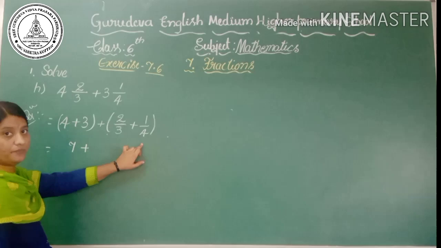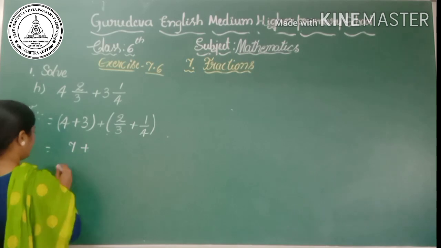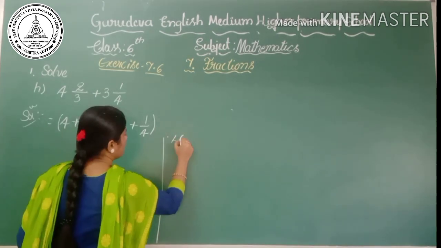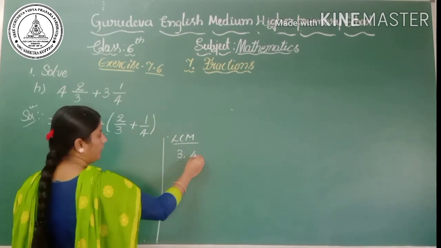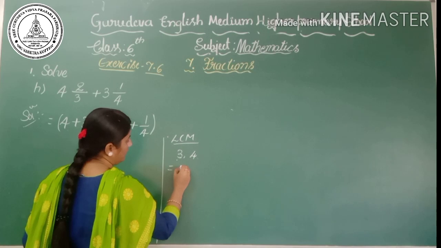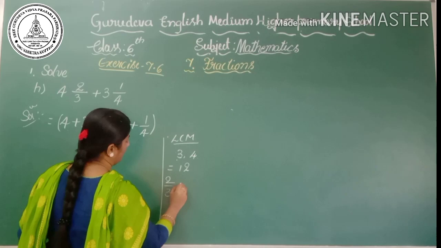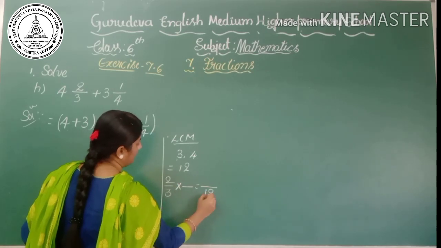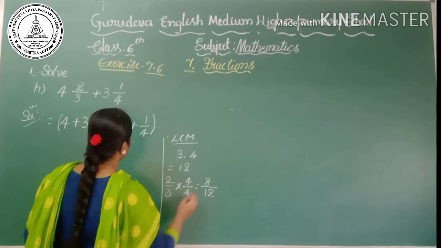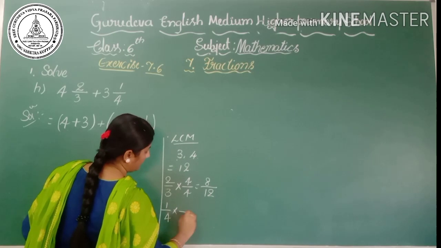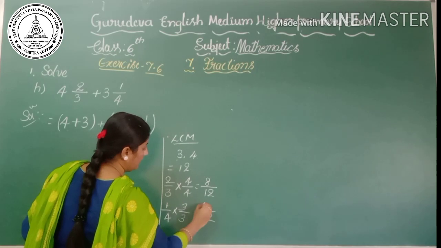Take the LCM and write the unlike fractions as like fractions. The LCM of 3 and 4: 3 and 4 are co-prime numbers, therefore the LCM is equal to 12. Right. Then 2 by 3 can be written with denominator 12. 3 fours are 12, 2 fours are 8. Then next, 1 by 4 into dash, which is equal to 12. 4 times how much is 12? 4 threes are 12, 1 three is 3.